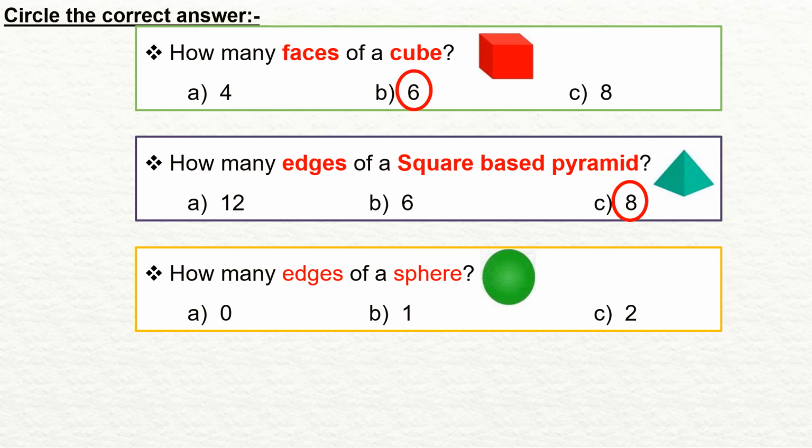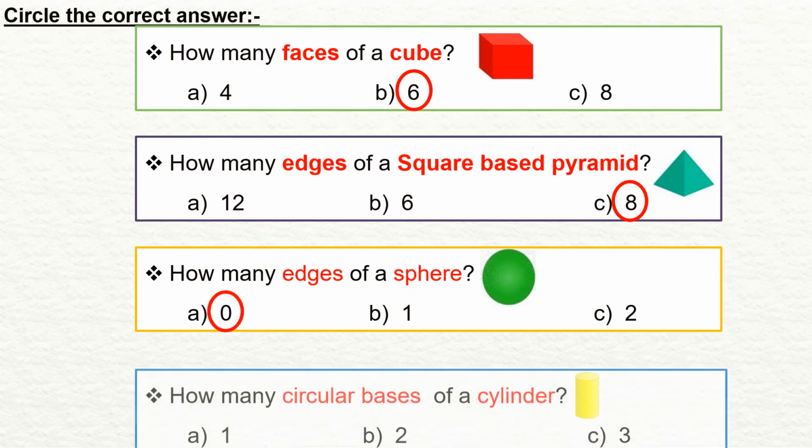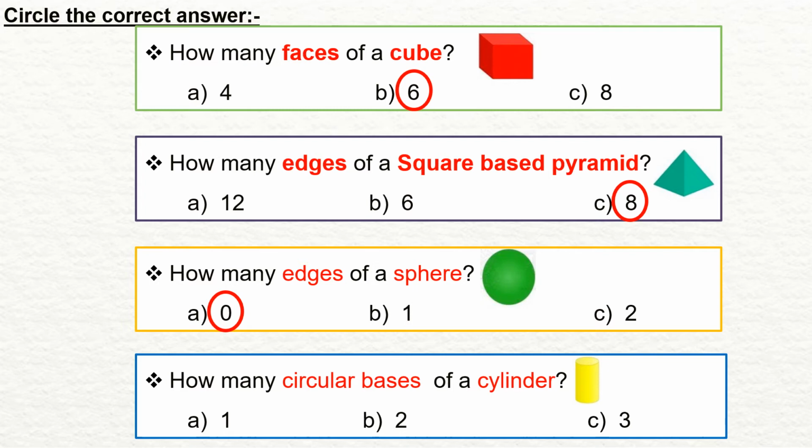Can you remember what we called the sphere? Mr. Zero. Yes. So how many edges? 0 edges. Then how many circular bases of a cylinder? Circular bases, that means that its base in shape of circle. So how many? 2 circular bases.